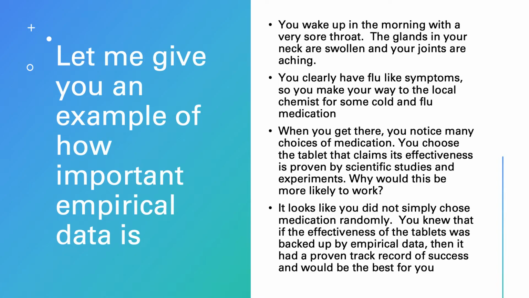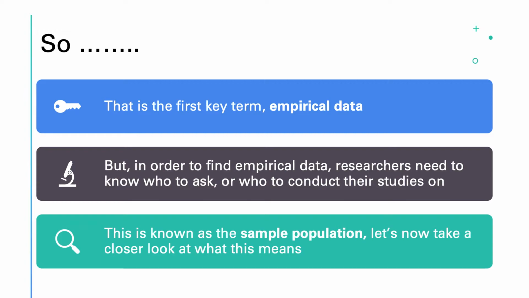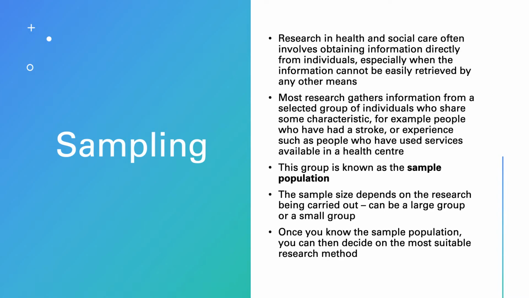Okay, so I hope that kind of explains empirical data to you. So that is the first key term. But in order to find empirical data, researchers need to know who to ask or who to conduct their studies on. So this is known as the sample population. So let's now take a closer look at what this means. So, key term here for you, sampling.